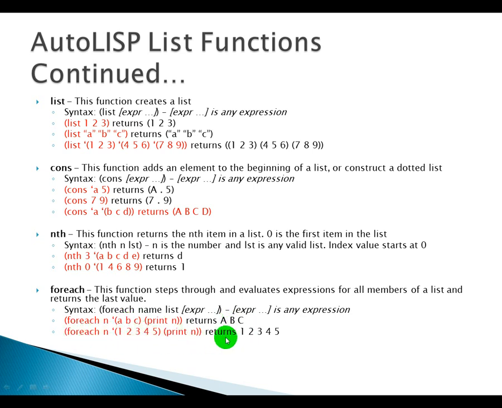Same is true with this second example. We have a list of numbers, and basically we loop through each. So for each of these items in the list, do this. In this case, we are just printing each of the elements in the list. So it gives us 1, 2, 3, 4, 5.